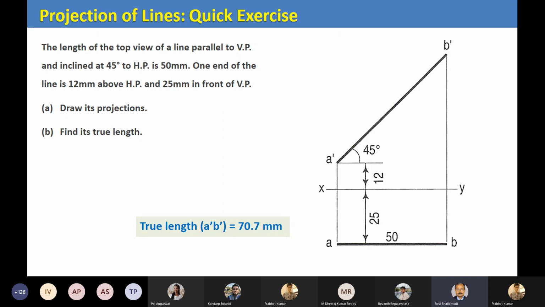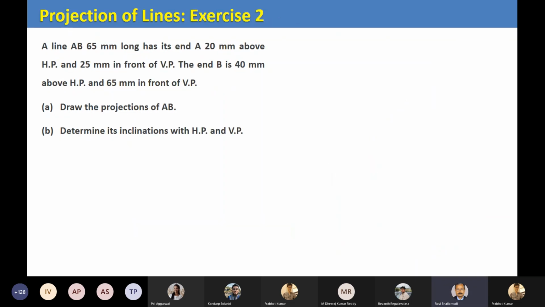Revant or anyone else, would you like to go ahead with the next one also, the traces? Next slide. Mine is breaking simply every second. Go ahead. Yes, sir, we will do that.